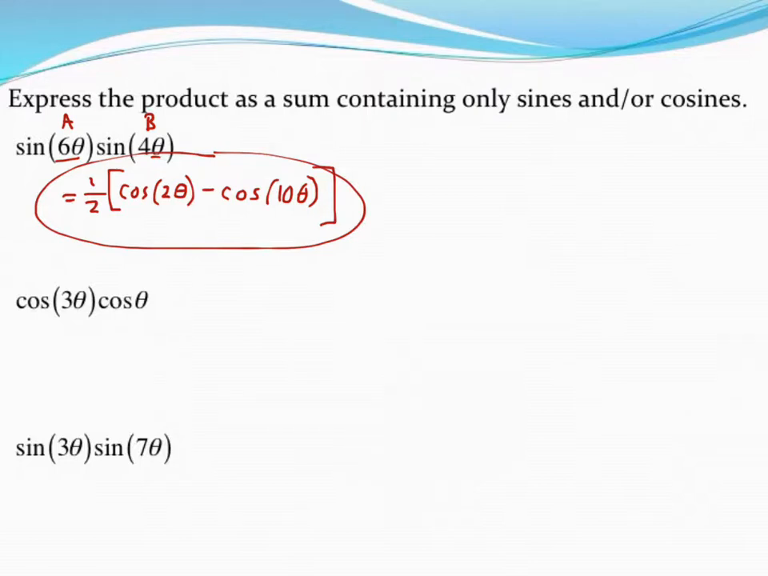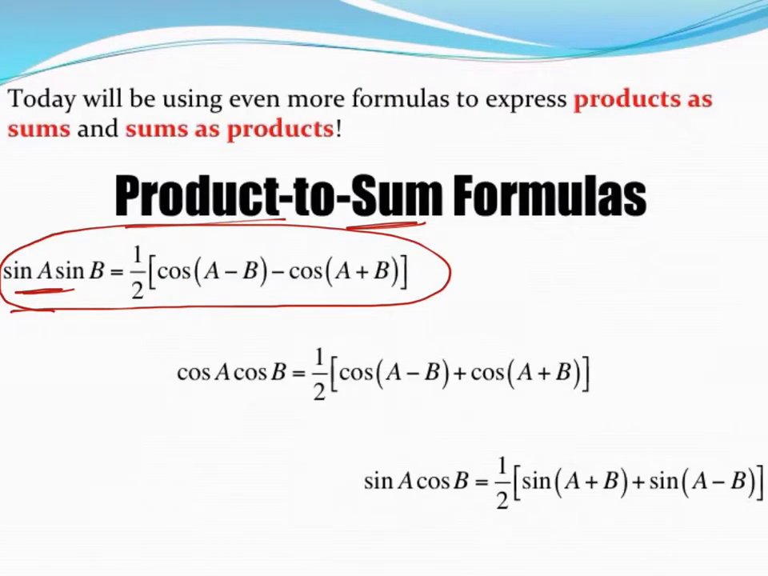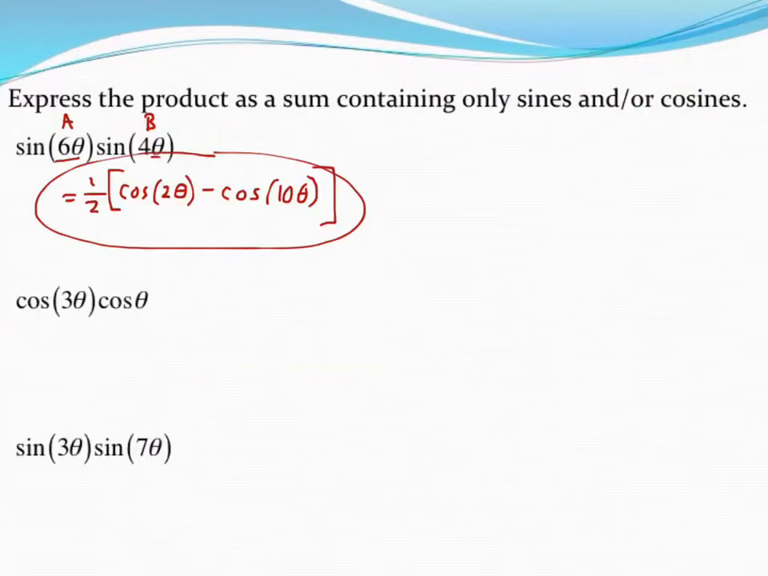Next up I've got a cosine times a cosine. Looking back at the different formulas, I can see that cosine times cosine is going to be this second formula right here. Let's apply that and see what we come up with. I'd start with 1/2 times the cosine. These are very similar looking formulas, so just make sure you're looking at the right one. It was the cosine of A minus B, so 3 theta minus 1 theta is 2 theta. And then plus the cosine of A plus B, so 4 theta. And again, that's my answer.